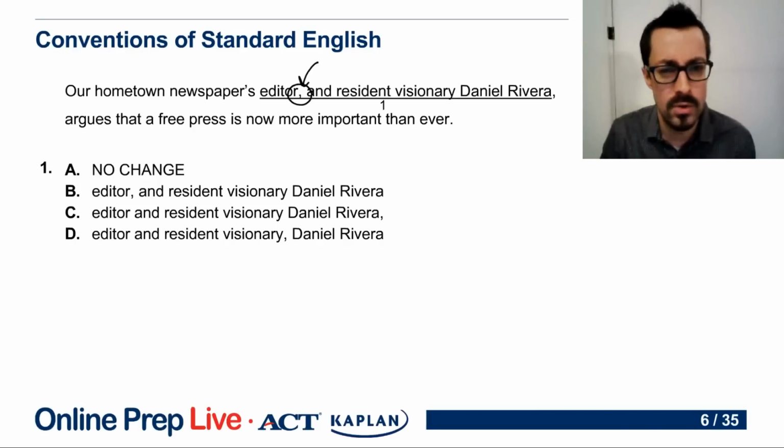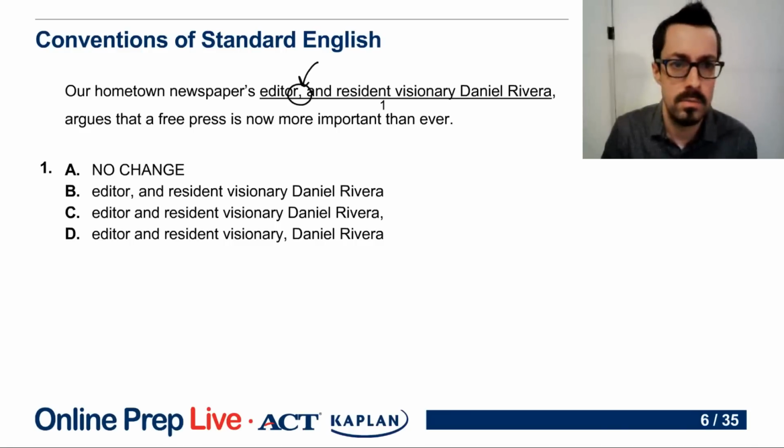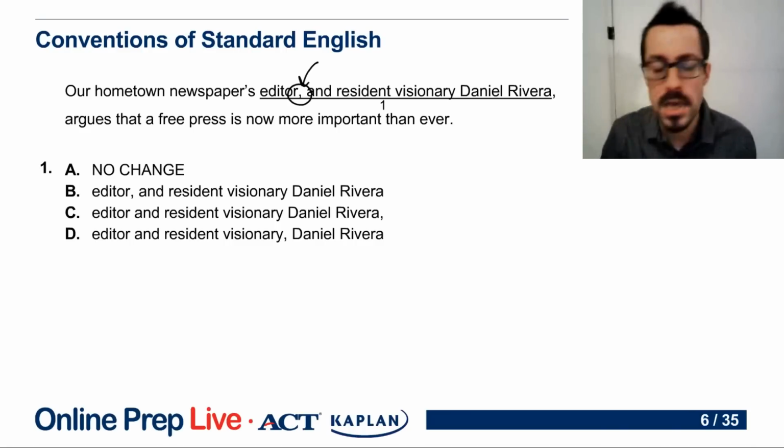But I don't have a whole other sentence that goes on its own. And I don't have a list. This is not a list of 3 different things. You know, Daniel Rivera is not the hometown newspaper's editor, head of the PTA, and resident visionary. He's not 3 things. He's only these two things. So we can say this comma is wrong. We are going to get rid of this comma. And then we just want to look below.